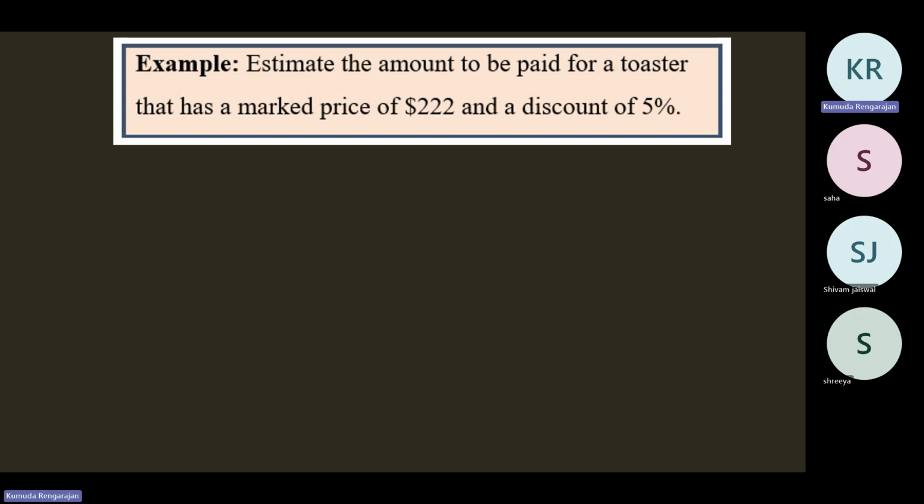Estimate the amount to be paid for a toaster. How much would you pay to buy a toaster that's marked $222 at a discount of 5%? So here you're given the mark price and you're given the discount percent. You'll have to find the selling price.